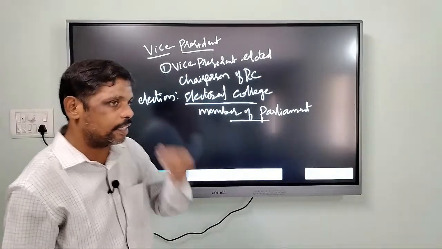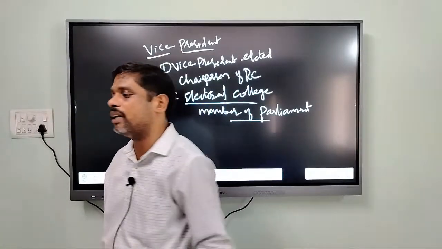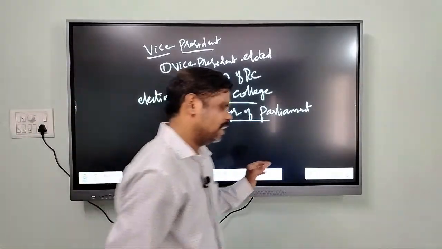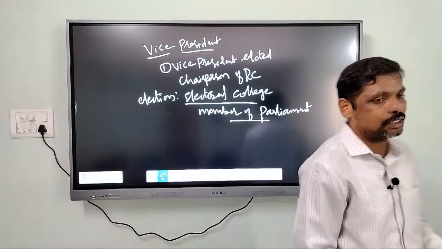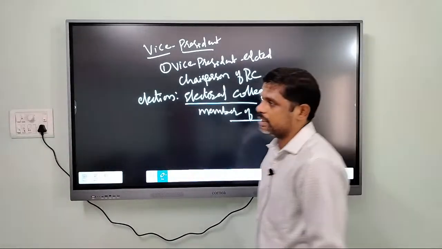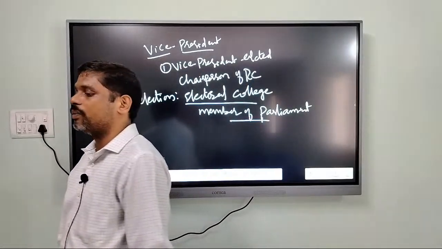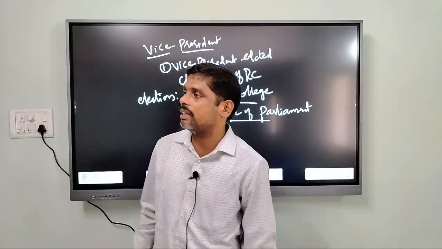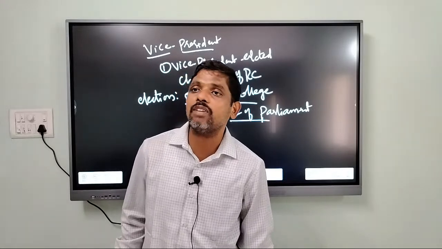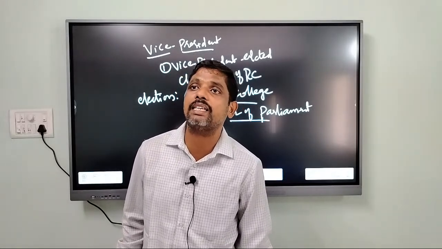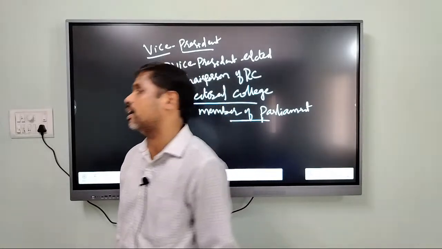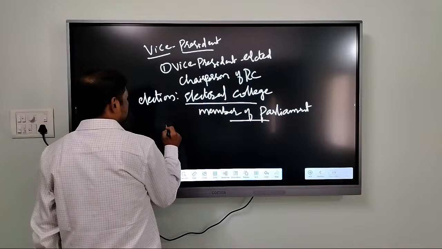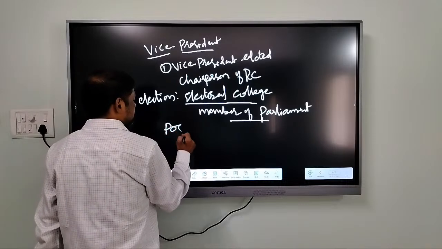And coming to the qualifications required to get elected as Vice President: the person should be a citizen of India, should have attained the age of 35 years, and should not hold any office of profit. Again, the office of governor is exempted here. And should possess all the qualifications required to get elected as member of Rajya Sabha.